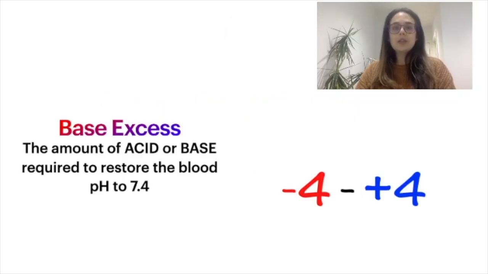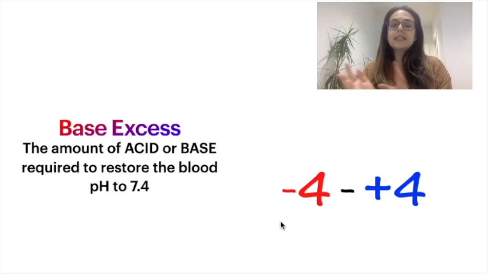So first of all, let's look at base excess. When we talk about the base excess, we're essentially talking about the amount of base or the amount of acid that is required to restore a sample of blood to a pH of 7.4, or to normal. And what is considered normal in base excess are these figures here. So -4 to +4. That is normal. Your sample can sit normally in and around there, and it would be deemed normal.